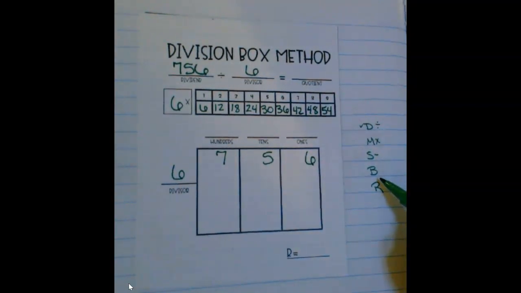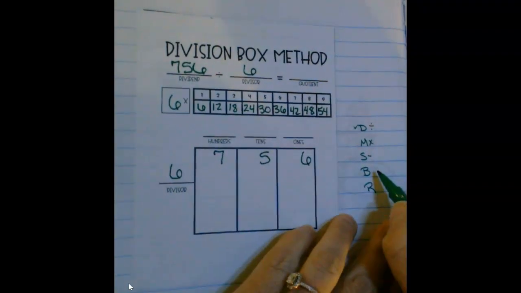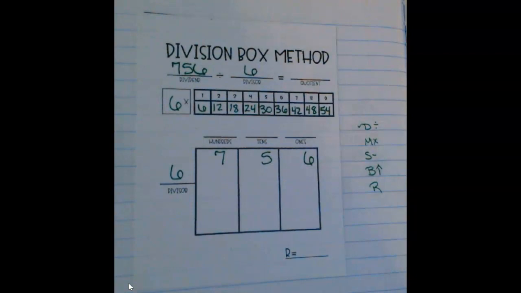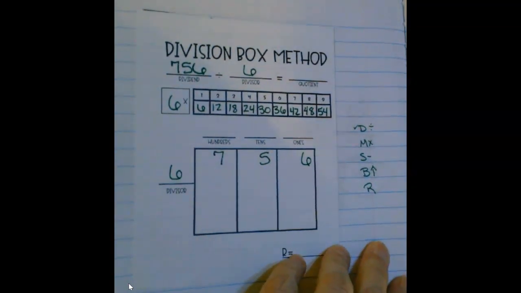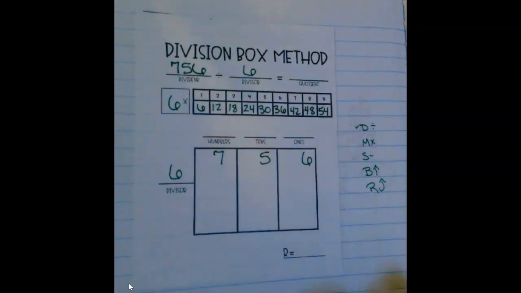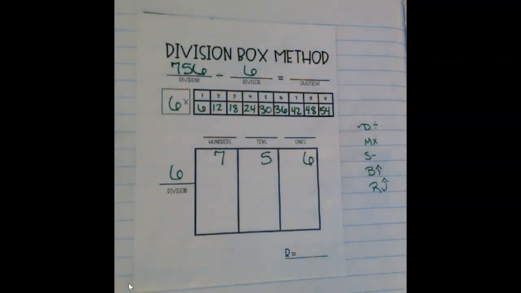Instead of bringing down, what are we going to do, Grayson? We're going to bring it up, okay? So that's the only difference between our steps on the box method and the algorithm: with the box method, we're bringing up. The R is going to stay the same. I'm going to either repeat or it's going to be my remainder, okay? All right, so we're going to get started with our first step.